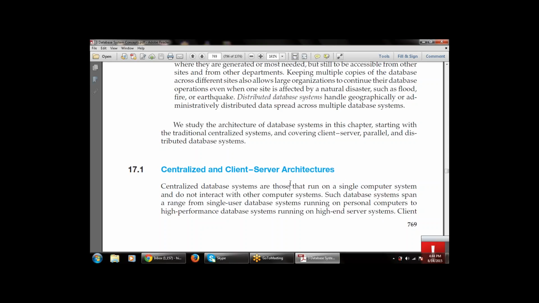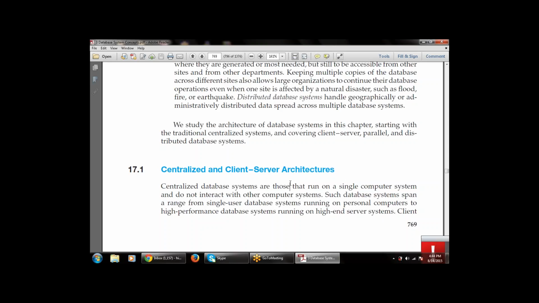The first point says centralized database systems are those that run on a single computer machine. Whenever the data is available on a single computer, that is known as a centralized system. That is, the data is available at the central location, and is distributed among the various locations in the processing system.